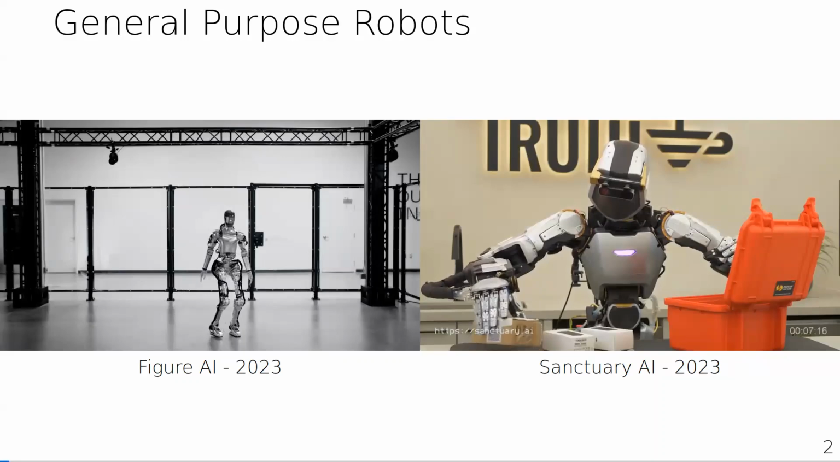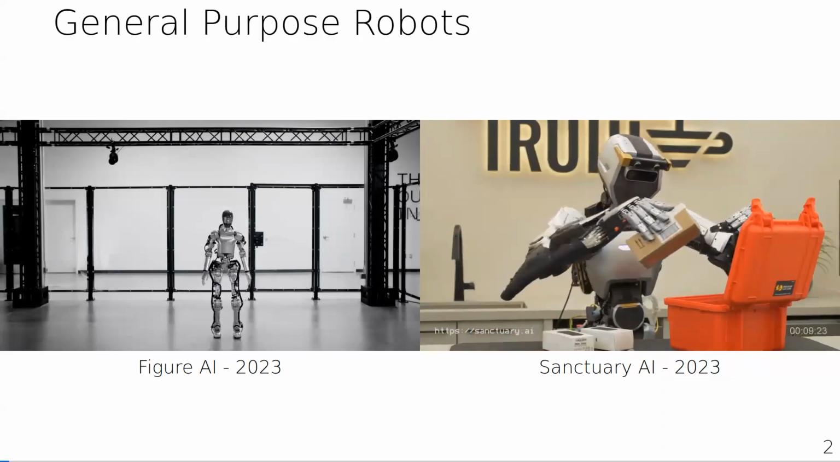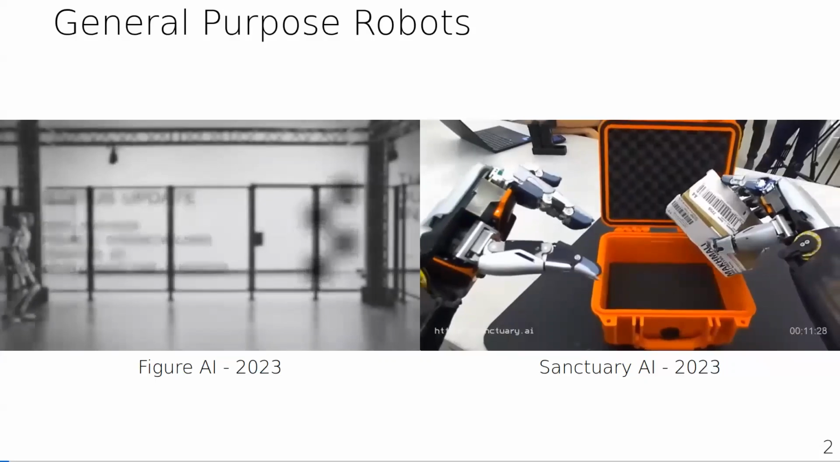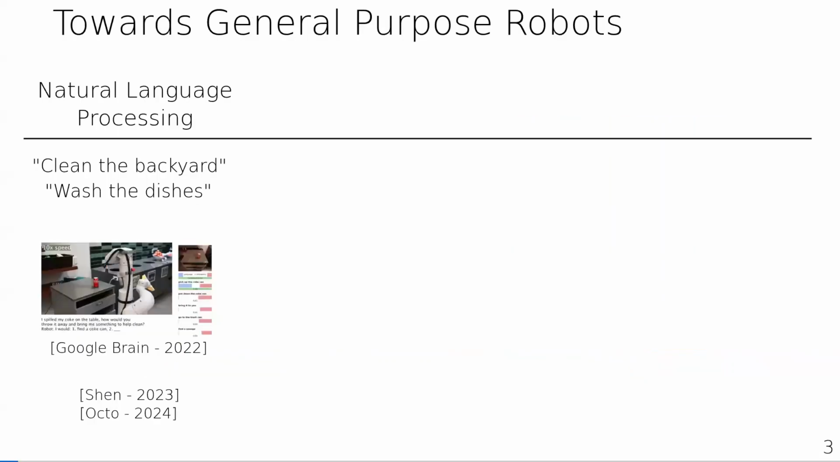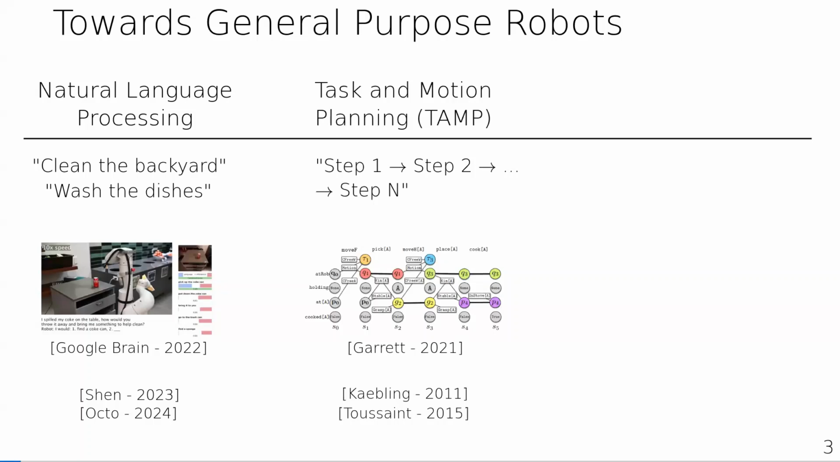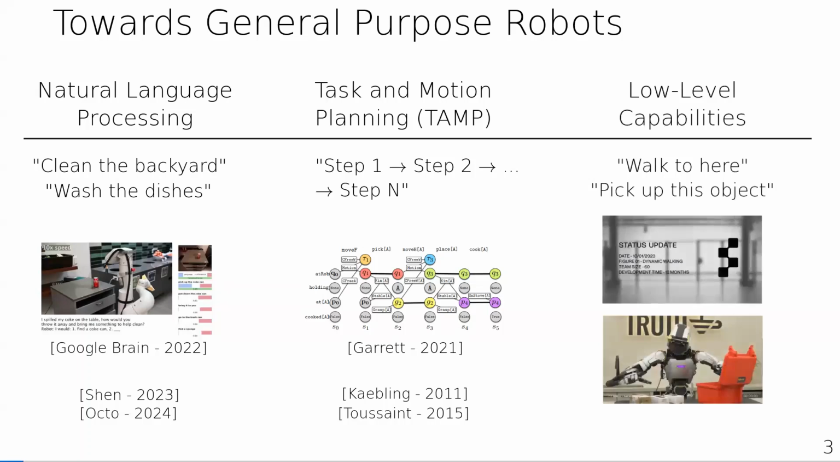So let's look at what a possible pipeline to achieving capable and taskable general purpose robots could look like. This is a very sparse simplification, but the workflow could start with first parsing the command, which could be something like clean the backyard or wash the dishes. There's been a lot of interesting work on grounding language into physical affordances. Next, we can turn that command into a sequence of actions, or what I will call low-level capabilities, using methods from the task and motion planning literature. And finally, we would execute those low-level capabilities on the robot.